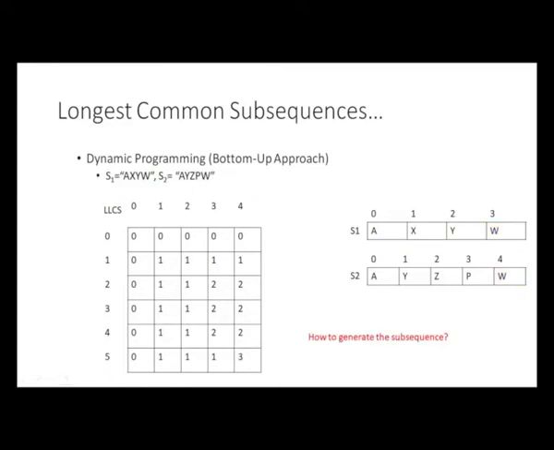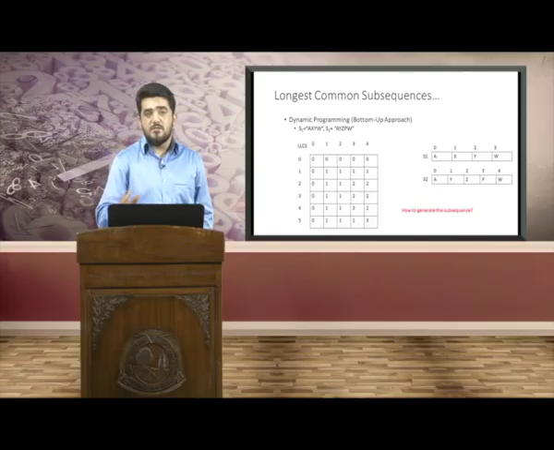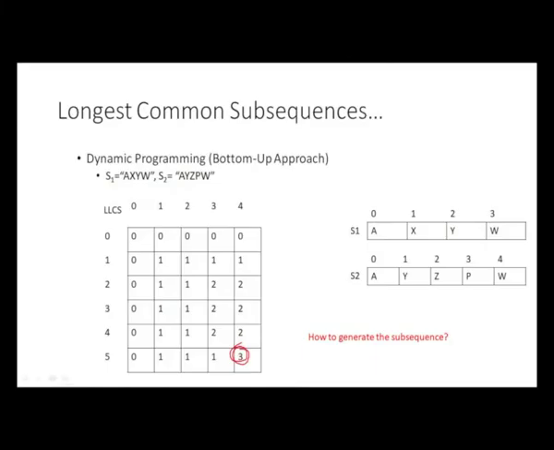Now, let's suppose we not only want to find the length of the longest common subsequence here, but also the subsequence itself. How do we do that? Do we need to maintain some intermediate information or some additional information in order to be able to generate that subsequence later on or not? That's what we'll be talking about right now.